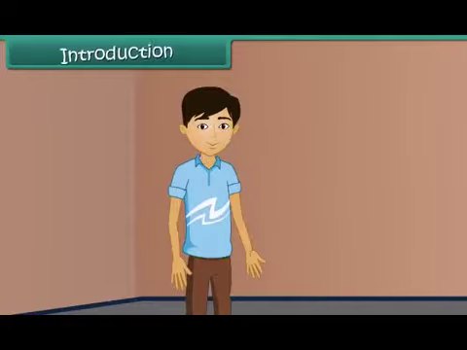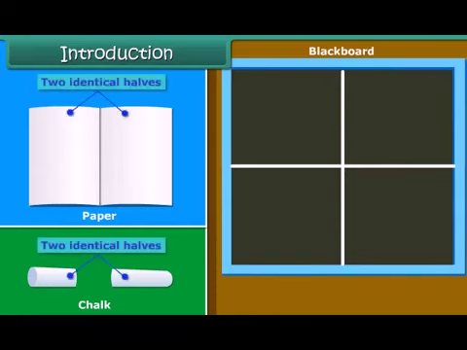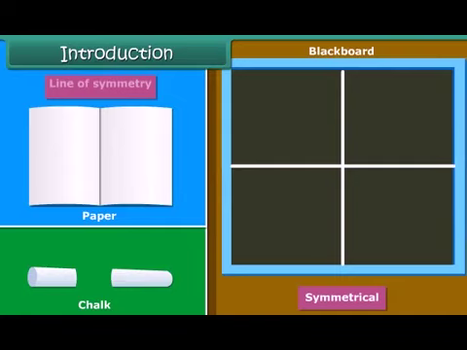Introduction. Hello children, you may have found that on folding or cutting some objects like blackboard, chalk, paper along a particular line, we get two identical halves. These objects are called symmetrical, and the line along which the object is folded is called the line of symmetry. Today let us learn more about symmetry.